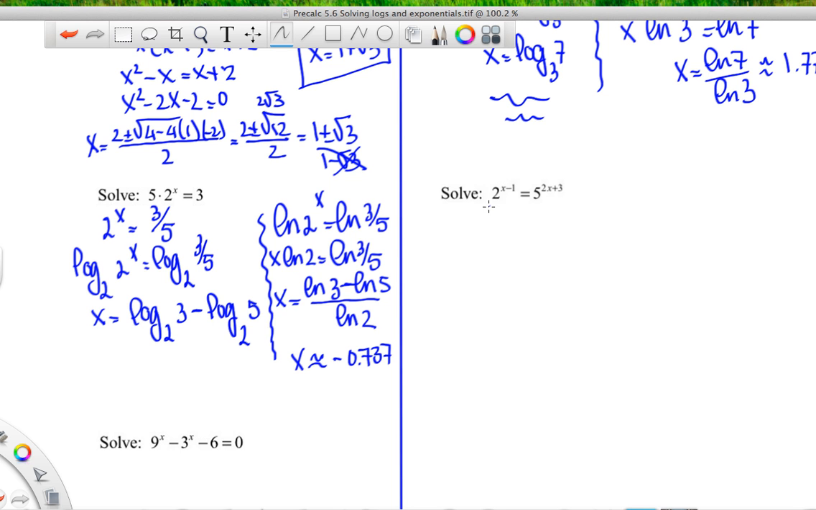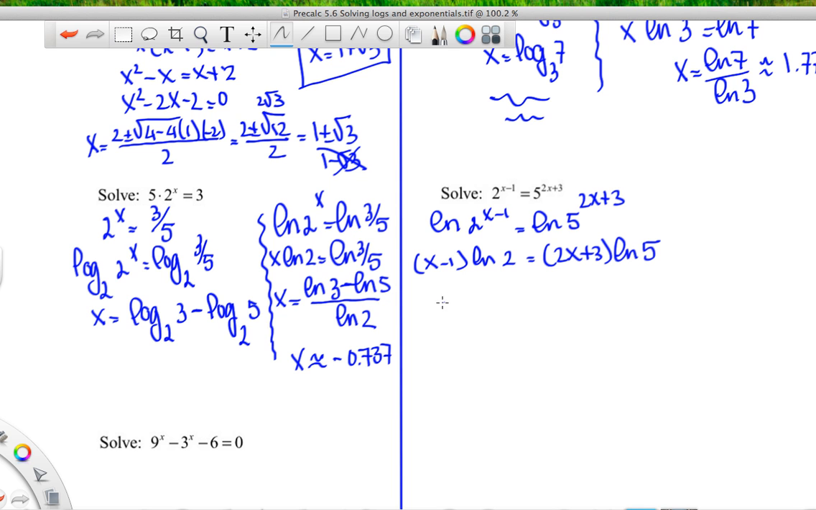Okay, different bases, so I can't just equate exponents. So take the natural log on both sides. You could take the common log as well, by the way. The natural log is less writing. So you would have x minus 1 as an exponent come out, and 2x plus 3 as an exponent coming out over here.